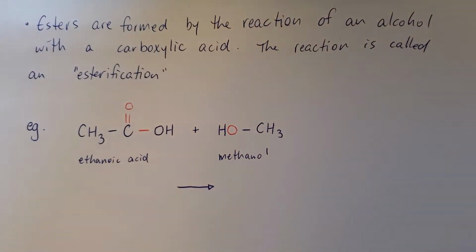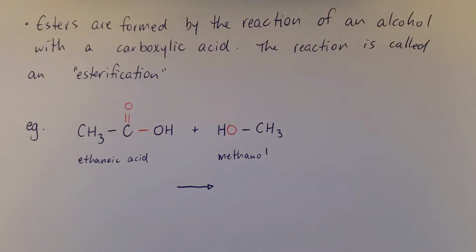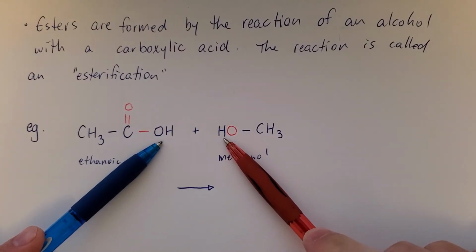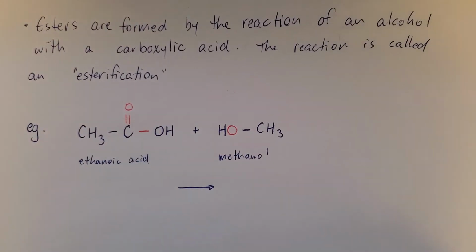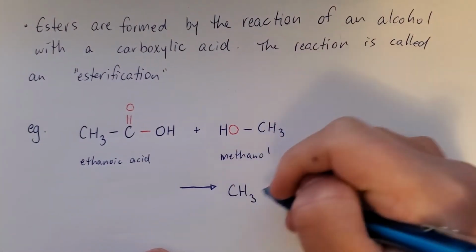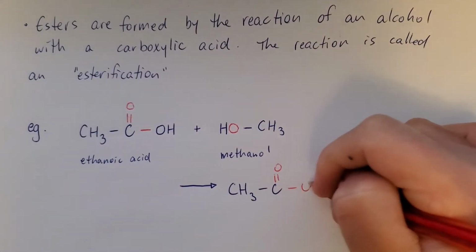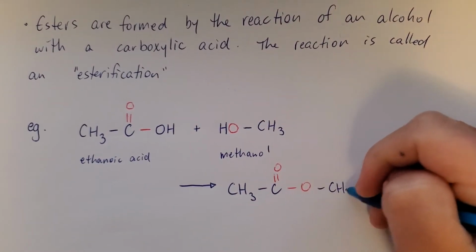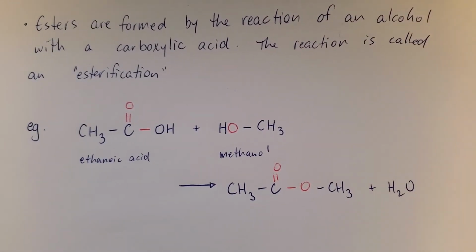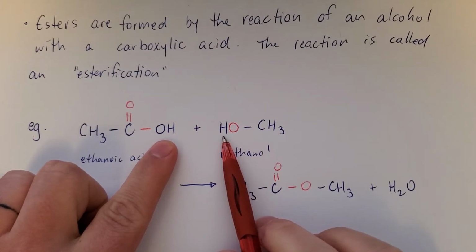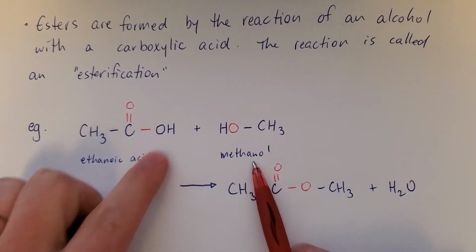I've made the O's red because I want you to see what happens to them when the ester is formed. What's actually going to happen is it's similar to an elimination. This H and this OH are going to get together and form water, and the rest is just going to form somewhat of a complicated structure. Okay, so those are the products. You get ester and water.